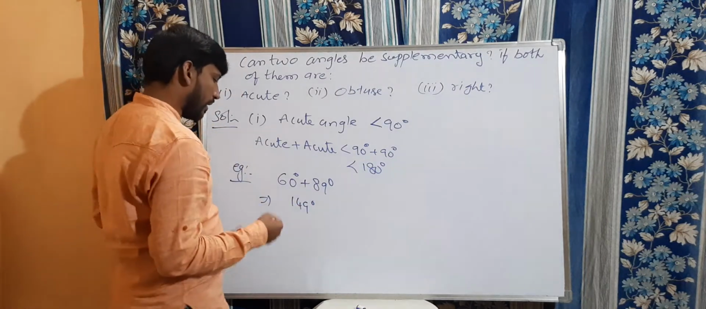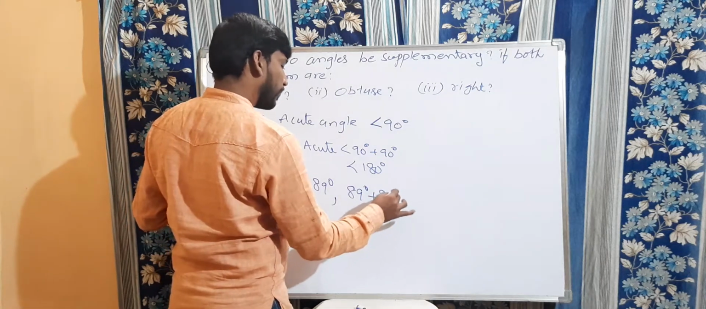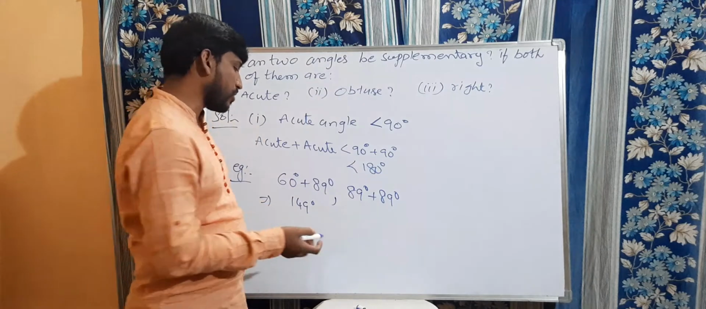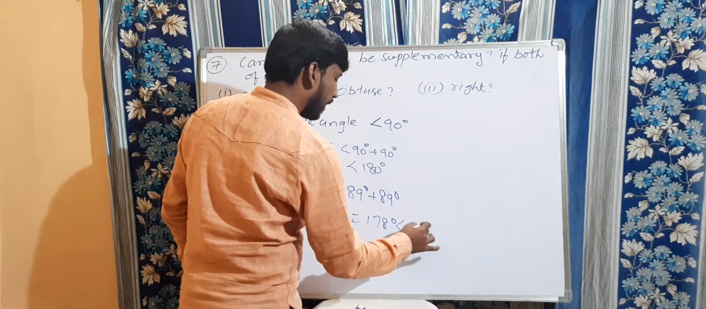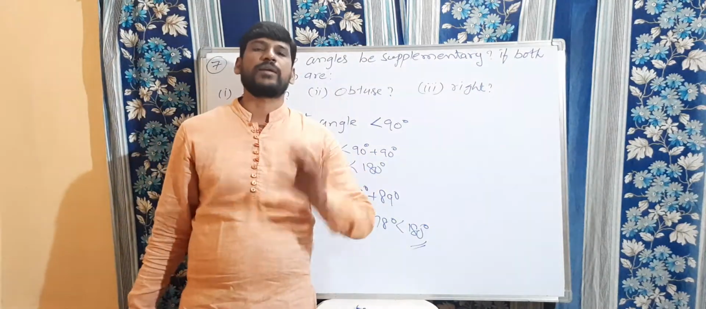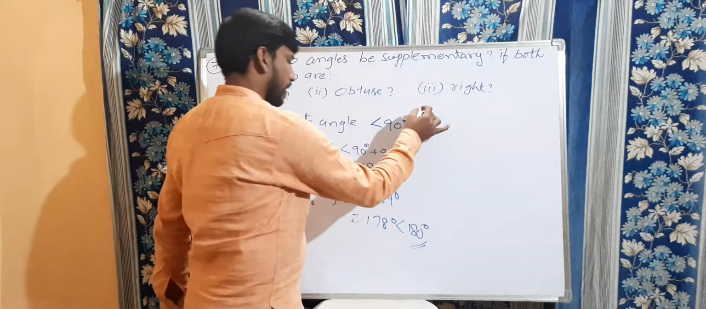Let us take another example. 89 degrees plus 89 degrees. Both are acute angles only, both are less than 90 only. Now by adding these two, you will get 178, which is less than 180. Clear? So the sum of two acute angles is never supplementary. Clear? Now let us do the second one.